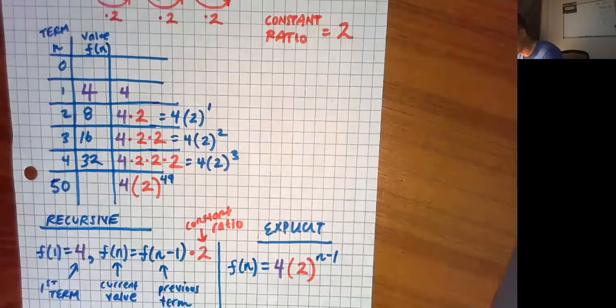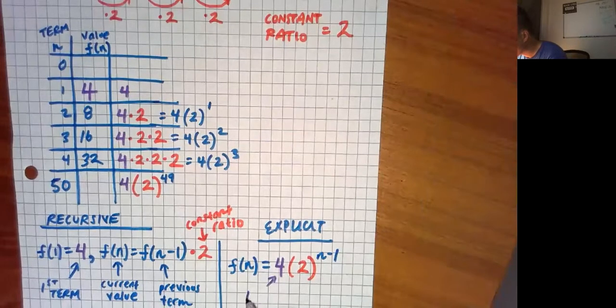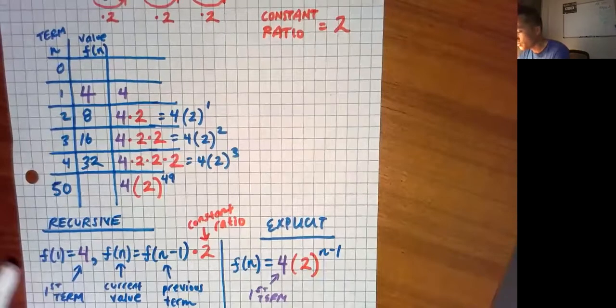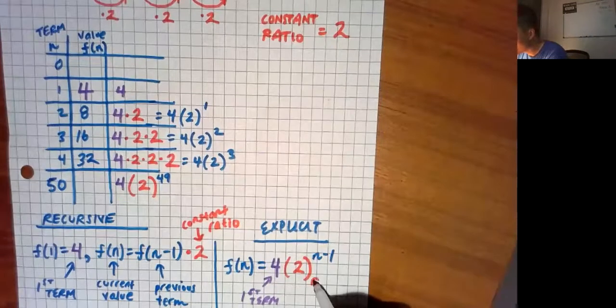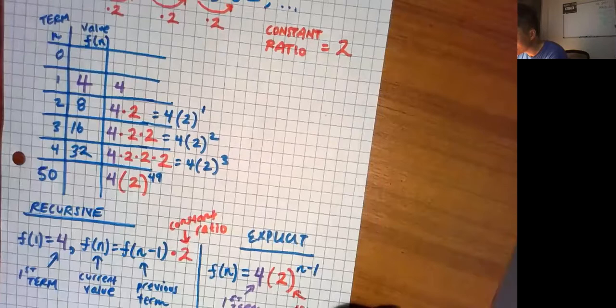Let's annotate. 4, that's the first term, and 2, that's the constant ratio.